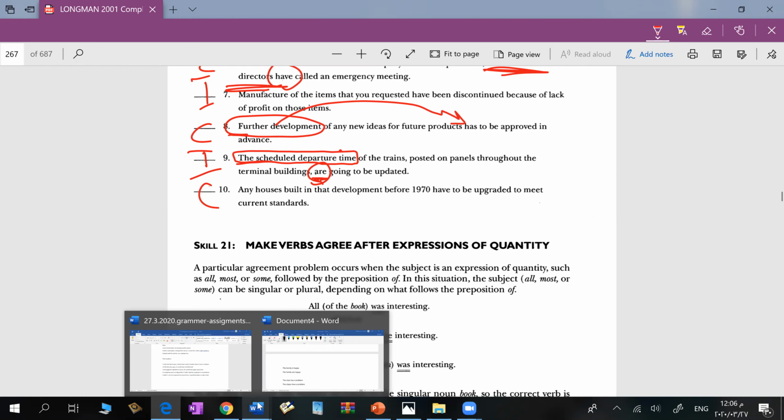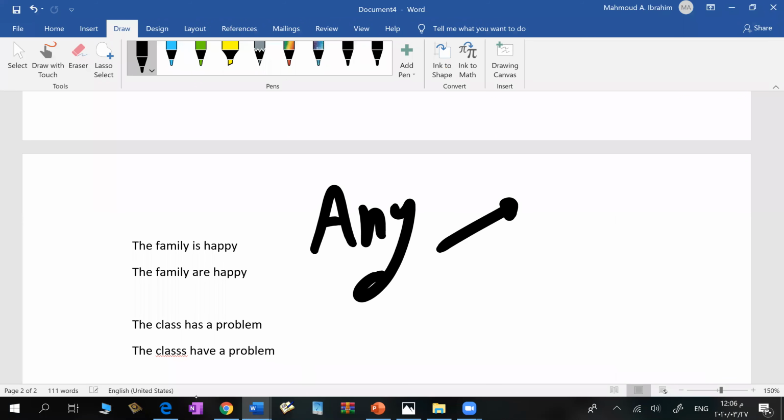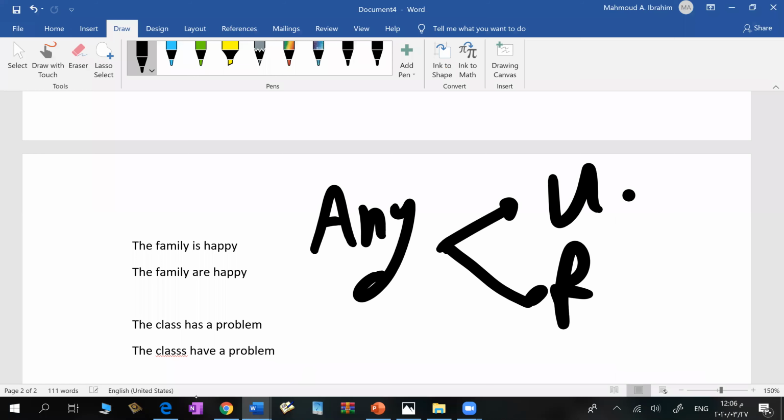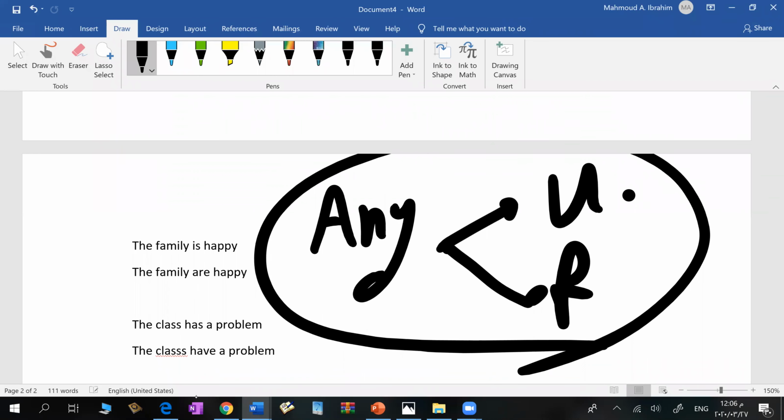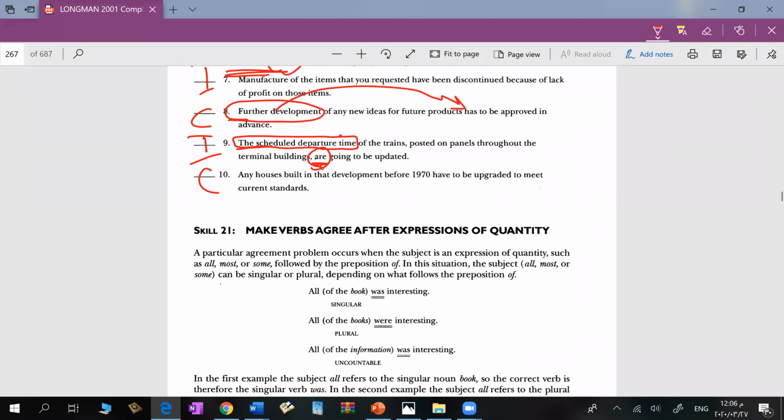I will give you the easy rule for any. Any comes either with uncountable nouns or plural nouns. Any water, any money, any news, this is all uncountable. Or plural, like any students, any people, any newcomers, any books, any letters. So, any houses, you see houses, this is plural.